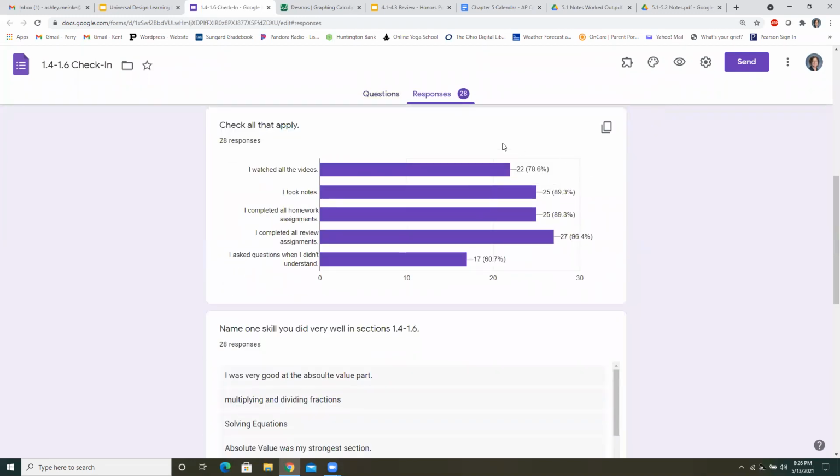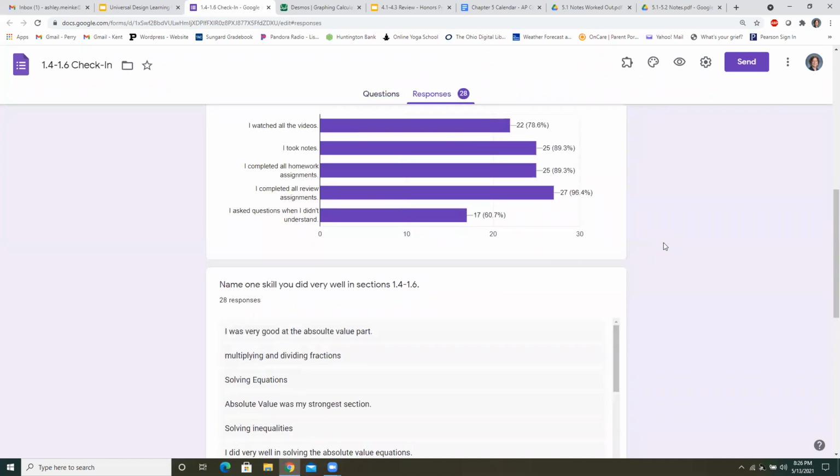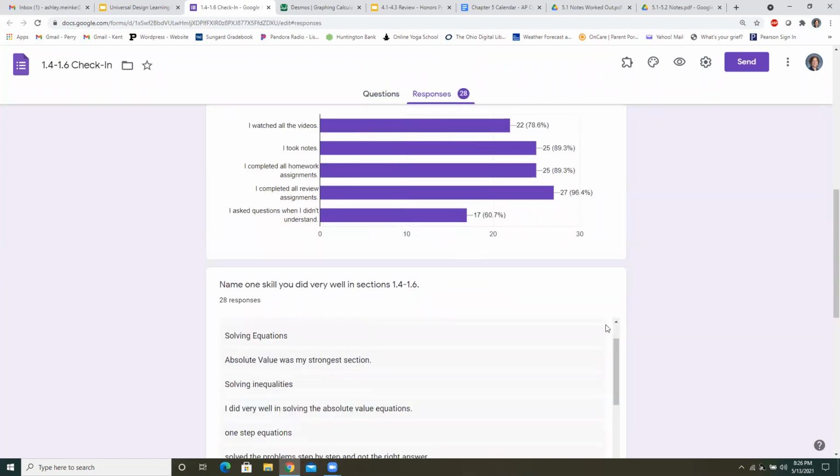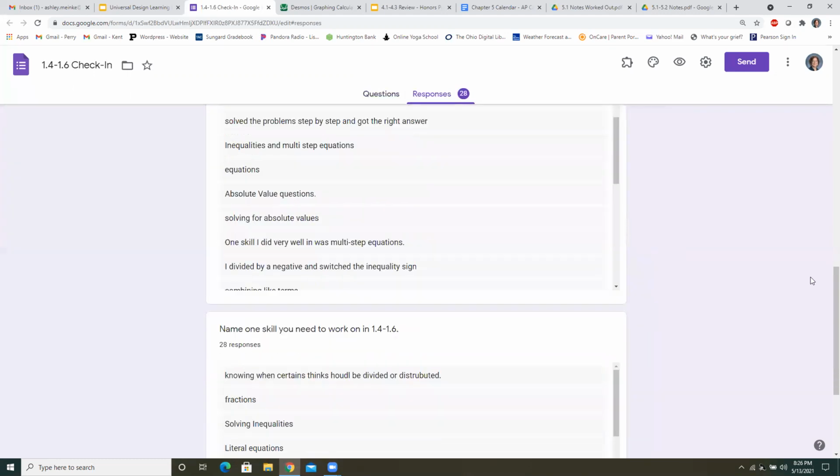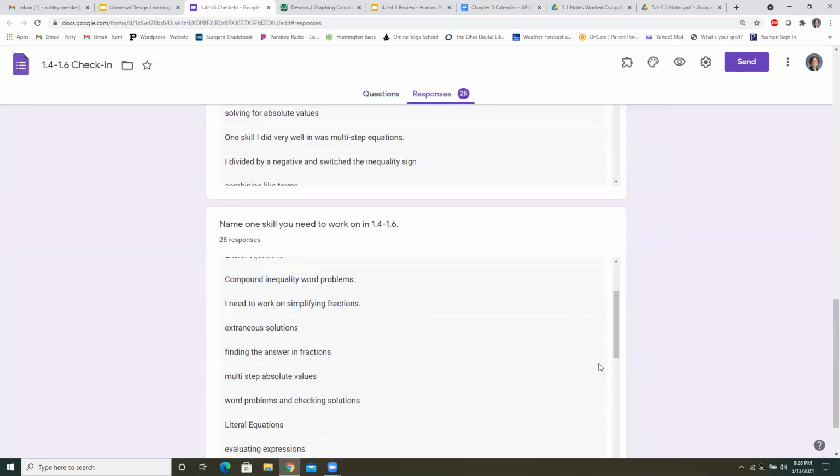Looking at some student responses here, it creates a nice visual with the data, so you can look at that. And then you can see students were listing their strengths and weaknesses for this particular lesson.